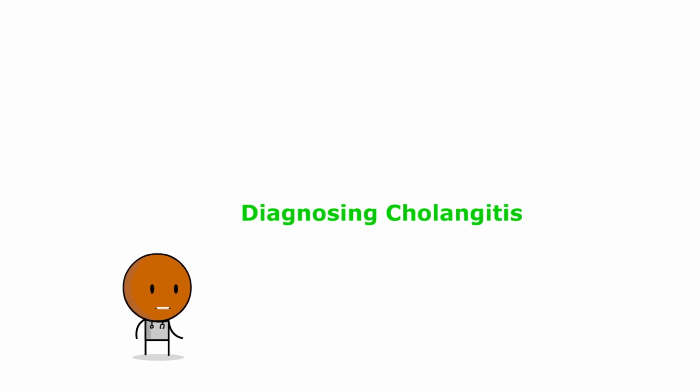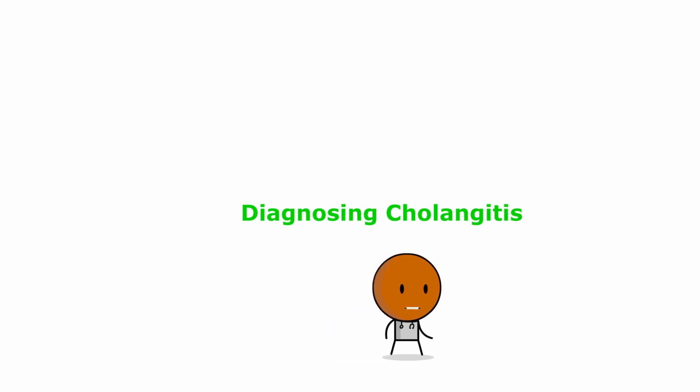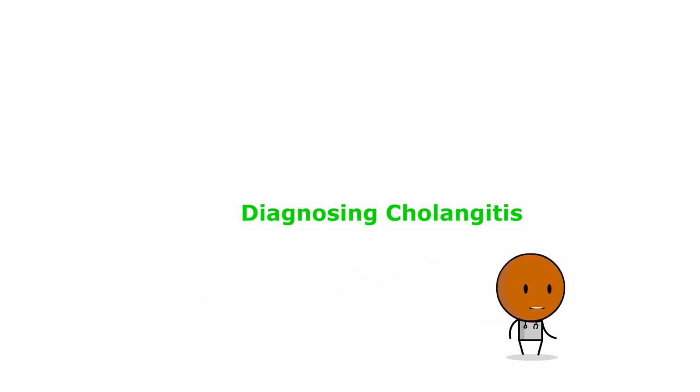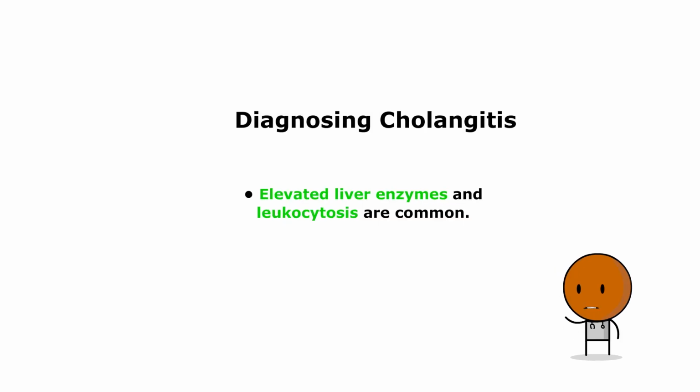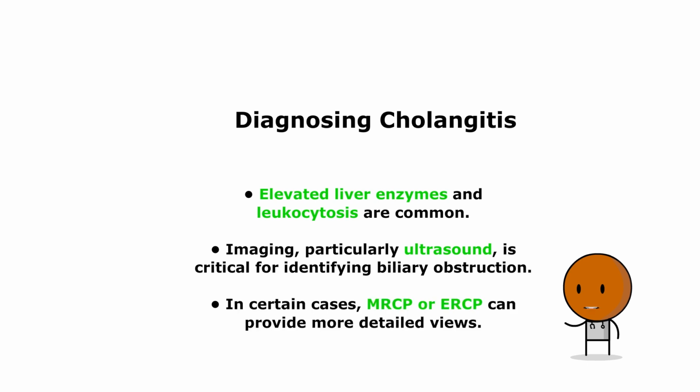Now, how are we going to diagnose cholangitis? Diagnosis is based on clinical presentation, laboratory findings, and imaging. Elevated liver enzymes and leukocytosis are common. Imaging, particularly ultrasound, is critical for identifying biliary obstruction. MRCP or ERCP can provide more detailed views and are essential in certain cases.